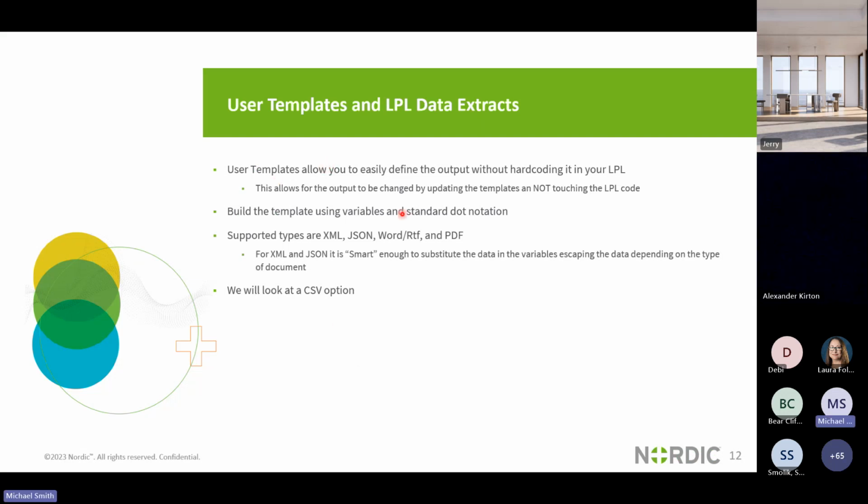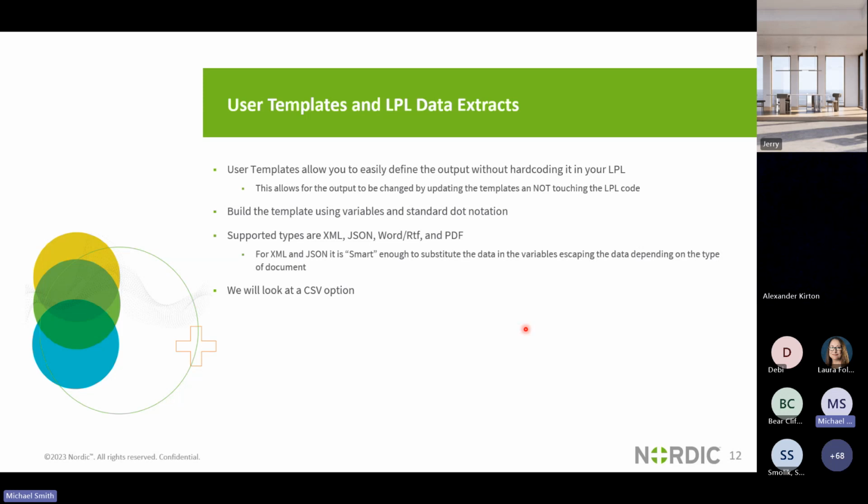So the good thing about user templates is it allows you to define the output and the format of it without hard coding it all in your LPL. So I need to change column order. I need to add columns, remove them because requirements have changed. The old way with writing it all in LPL or even IPA, right? You're creating the string that's going to be in, for example, the CSV line for the header, and then all the individual lines that get written out.